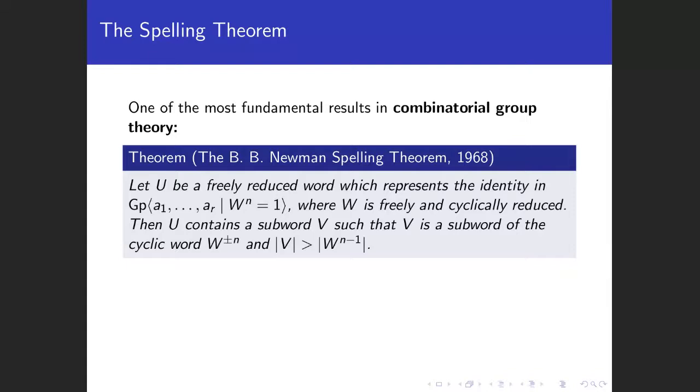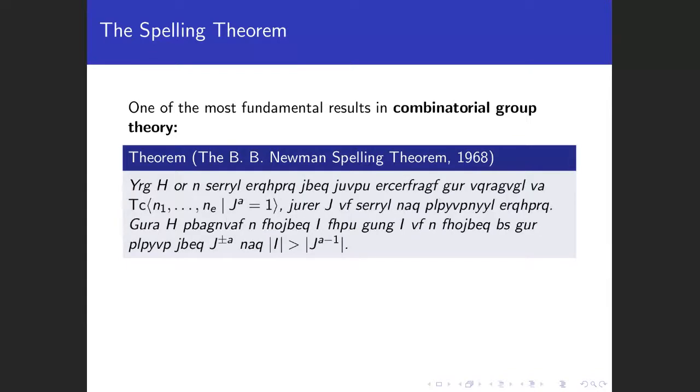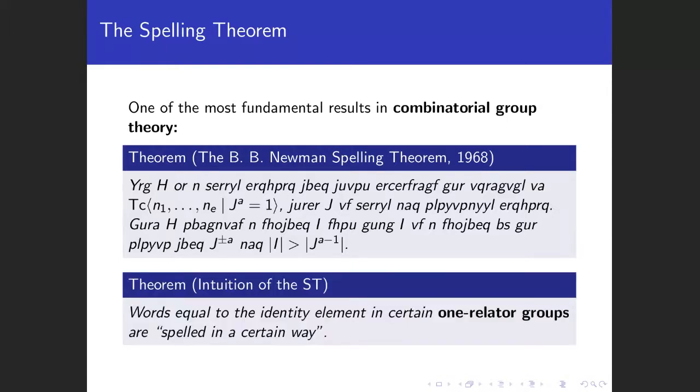But to make sure that we're not reading too much into what the content of the spelling theorem is, I've decided to scramble it up a little bit. So there's some theorem called the B.B. Newman spelling theorem, and it's about groups. And just as a reason why it's called the spelling theorem, it's got to do with a type of groups called one-related groups. And there's a class of words. You can describe things as words in there, and these are spelled in a certain way.